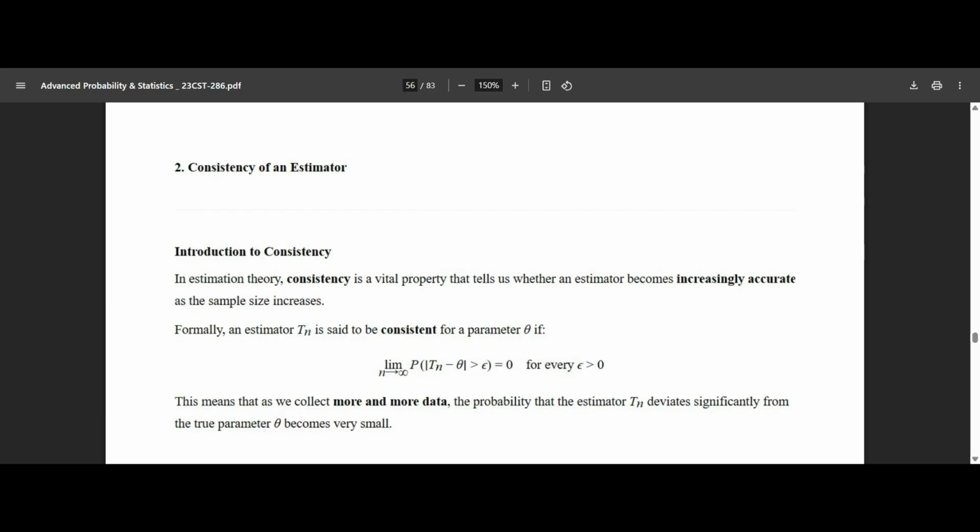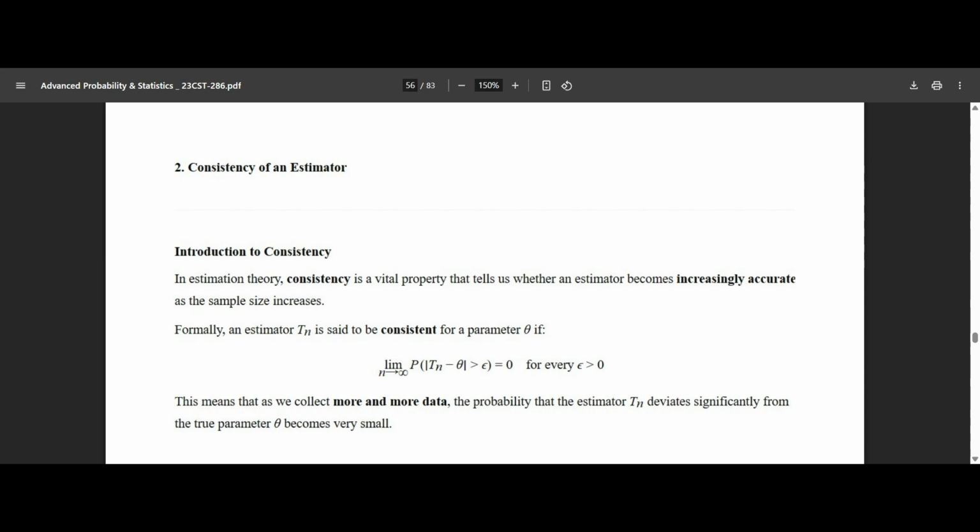In estimation, consistency is a vital property that tells us whether an estimator becomes increasingly accurate as the sample size increases. Formally, an estimator Tn is said to be consistent if limit n tends to infinity, probability of |Tn minus theta| greater than epsilon is equal to 0. So does this look similar to Chebyshev's inequality? Yes, it does. So this means that as we collect more and more data, the probability that the estimator deviates significantly from the true parameter theta becomes very small.